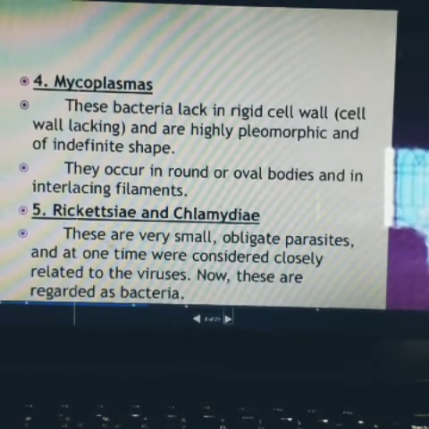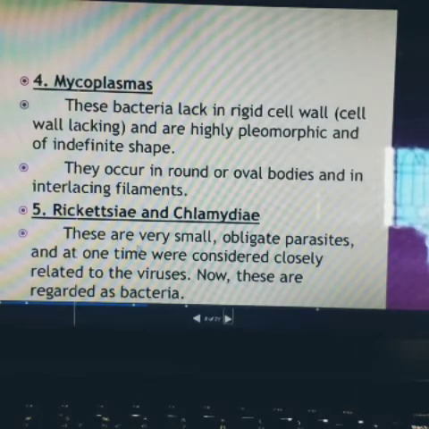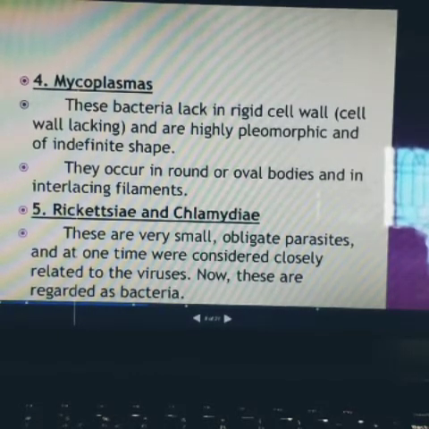And rickettsia and chlamydia. You know that these are very small obligate parasites. Rickettsia and chlamydia were at one time considered closely related to viruses, but now they are recognized as bacteria. For the rickettsia bacteria, you should look into it.